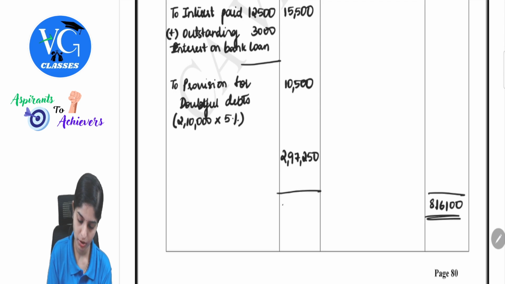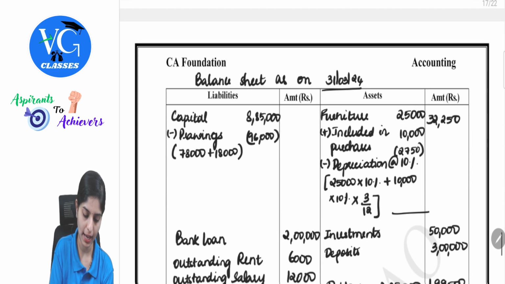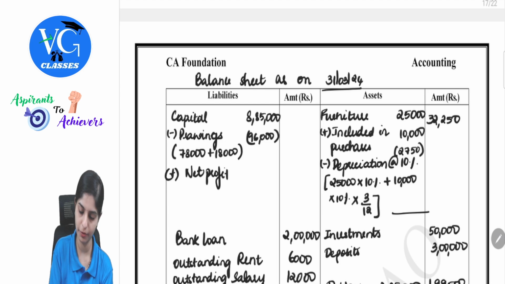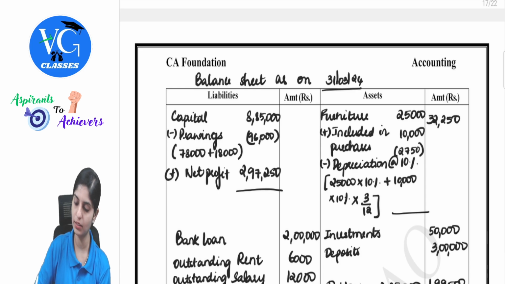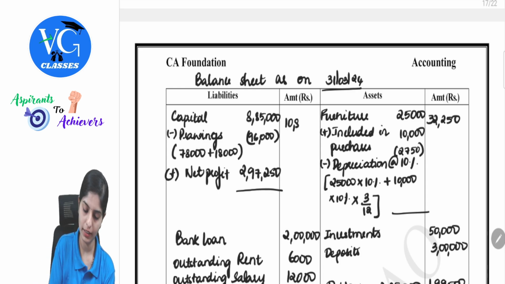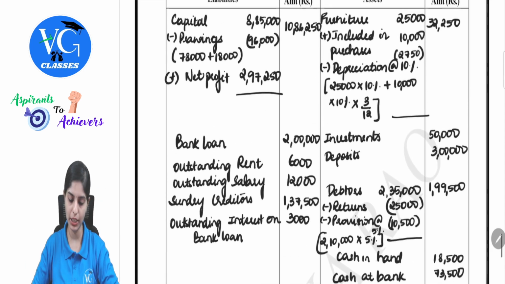2,97,250. So this is my net profit. To net profit carried down, this will be added to my capital. Net profit 2,97,250. 885 minus 96,000 gives 10,86,250. Just check the total of the balance sheet.